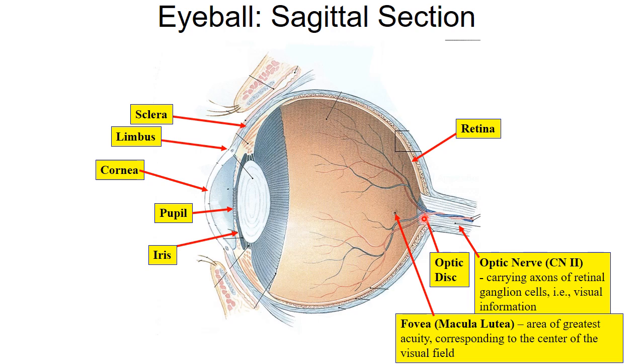Okay, it's also through this optic disc that the vasculature of the retina enters the eye. There's something called the central retinal artery that passes out, and then we have central retinal veins that drain the retina back. So there's vasculature as well.